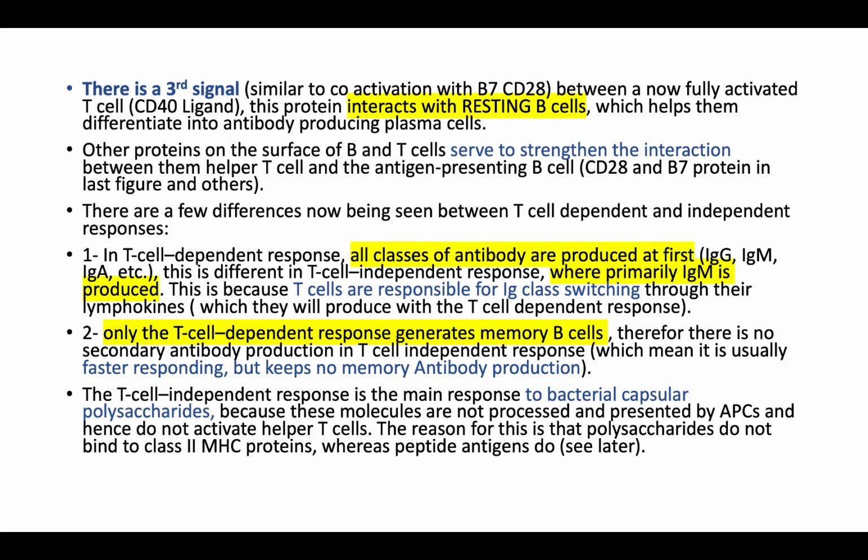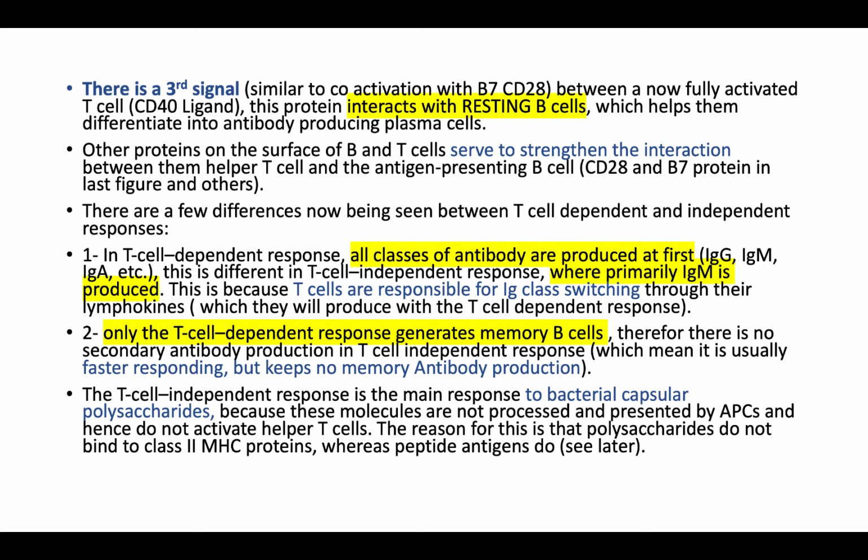So this is the third signal between the now fully activated T cell, the CD40 ligand, as we mentioned, and CD40, which helps them differentiate into antibody producing plasma cells. So other proteins on the surface of B and T cells only strengthen, meaning they strengthen the interaction between these two cells.